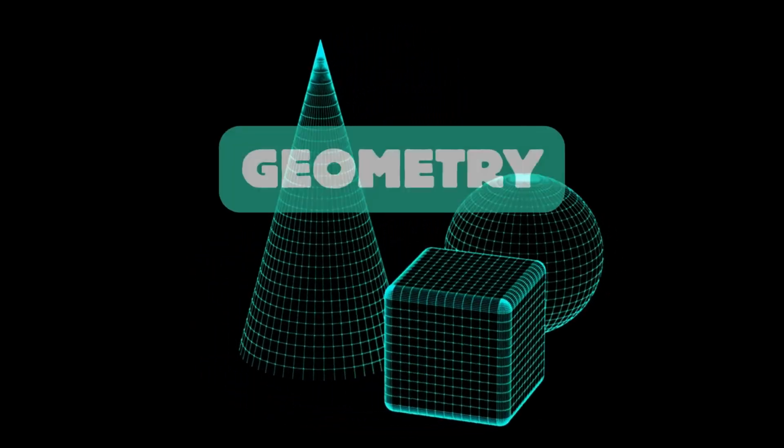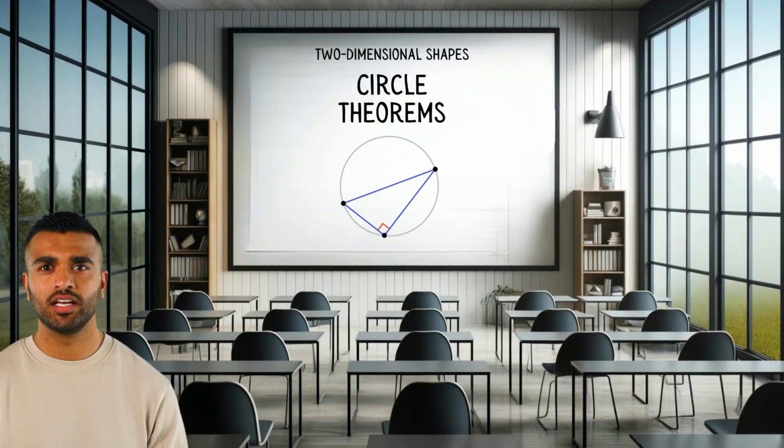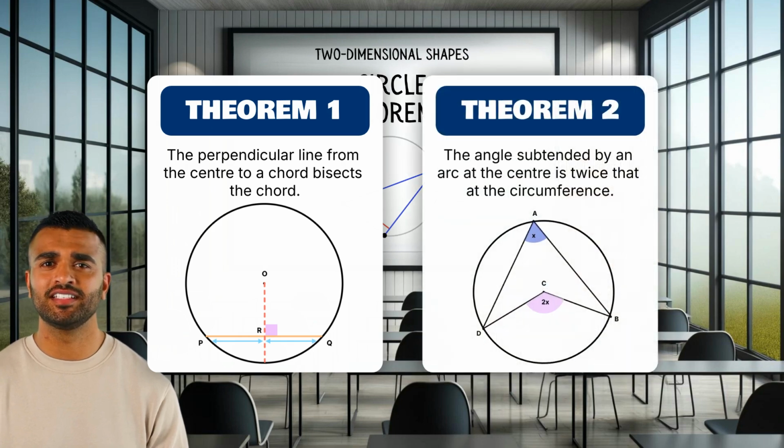Hello and welcome to our lesson on important circle proofs. In this lesson, we'll focus on understanding two fundamental circle proofs. Theorem 1 states that the perpendicular line from the center to a chord bisects the chord. Theorem 2 states that the angle subtended by an arc at the center is twice that at the circumference.